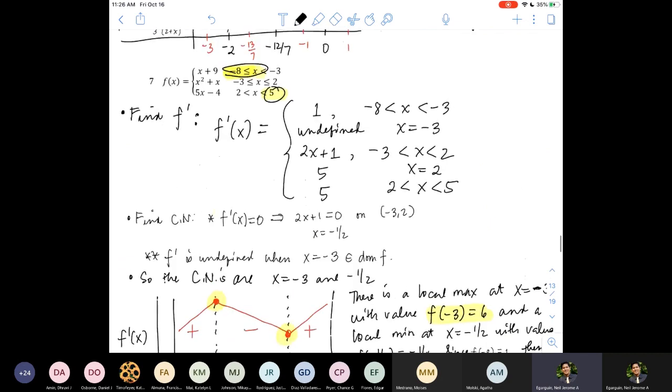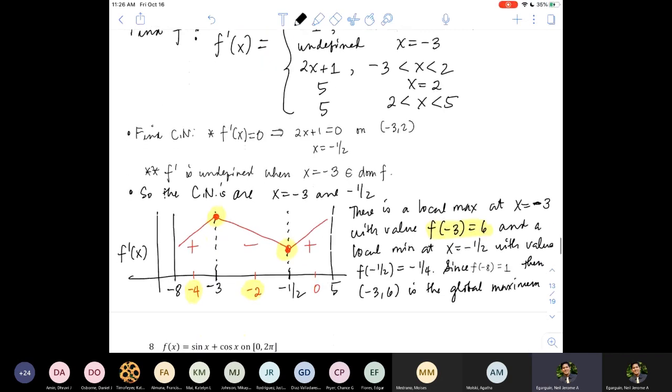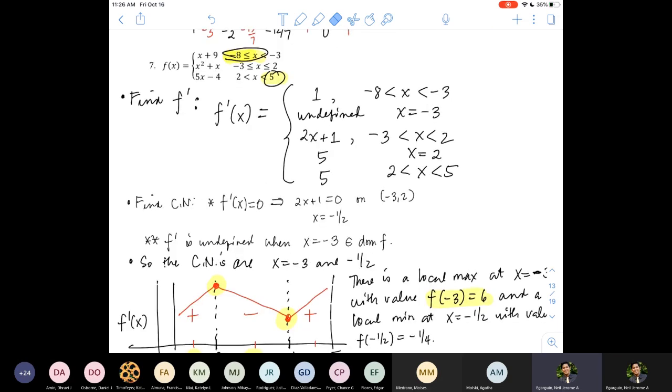Actually, am I sure of that? Let's see, 25 minus 4, 21. Actually, that is not true. It's not the global maximum. And let me tell you why. I thought it would be, but remember we have another segment here.